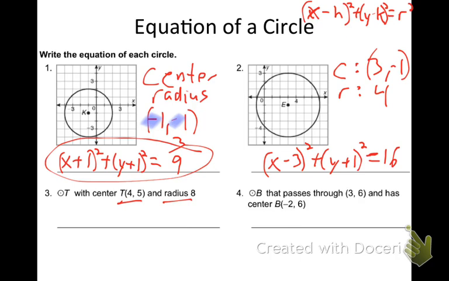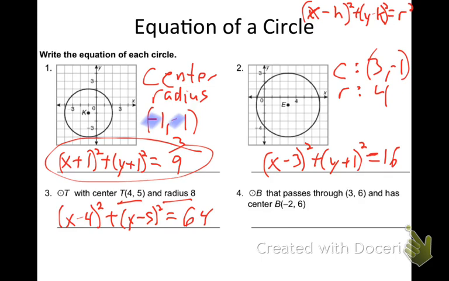Ben, I think you got it? Alright, you talking about the equation? Yep. Okay, x minus 4 squared plus y minus 5 squared, and that's going to equal? Yeah, 64. Nice job, because that's 8 squared. Yeah, 8 squared is 64.